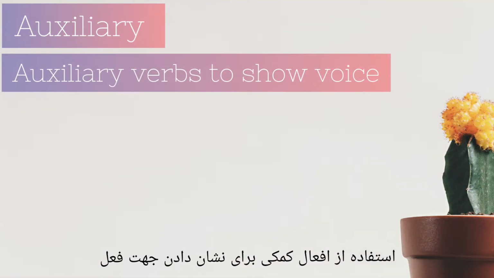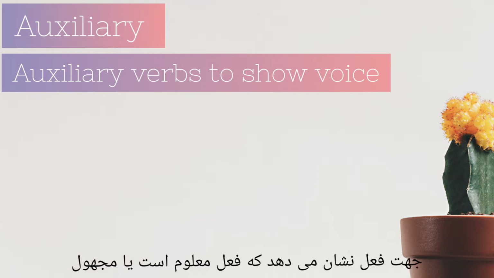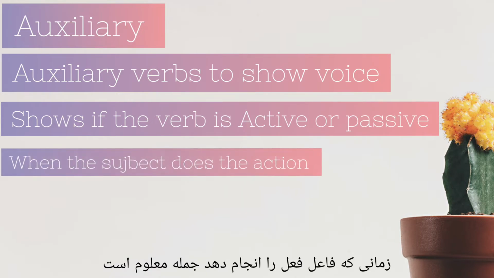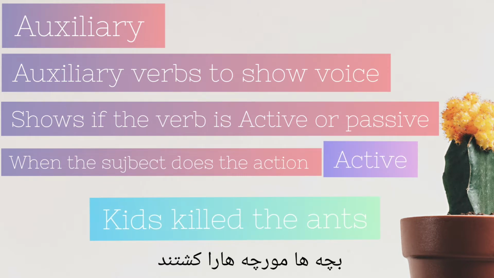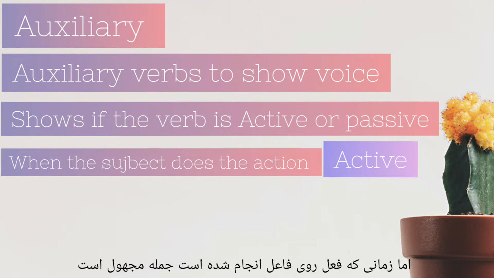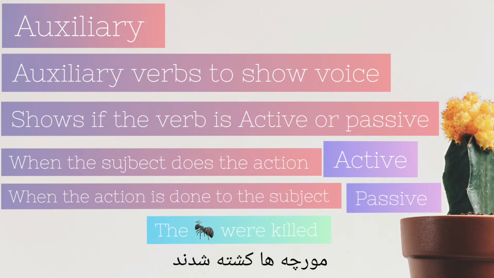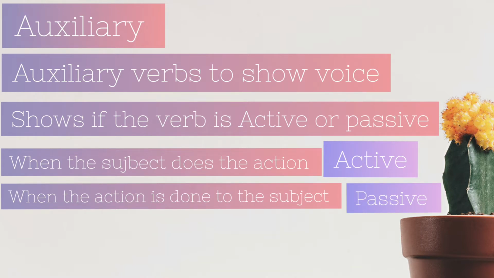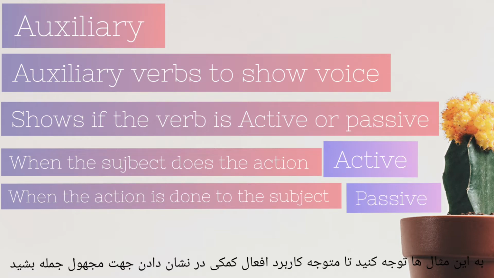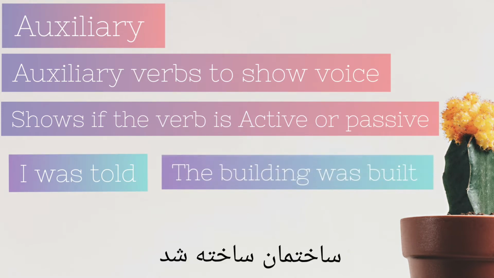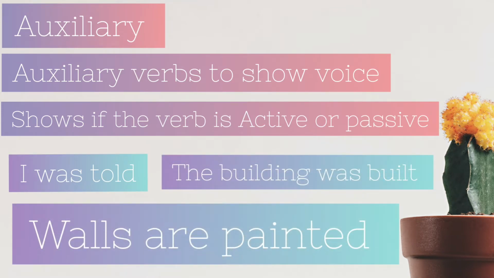Using auxiliary verbs to show voice. Voice of the verb shows if the verb is active or passive. When the subject of the sentence does the action, it's in active voice, like kids killed the ants. But when the action is done to the subject, it's in passive form. The ants were killed. Look at these examples to see the use of auxiliary verbs in showing the passive voice. I was told. The building was built. Walls are painted.